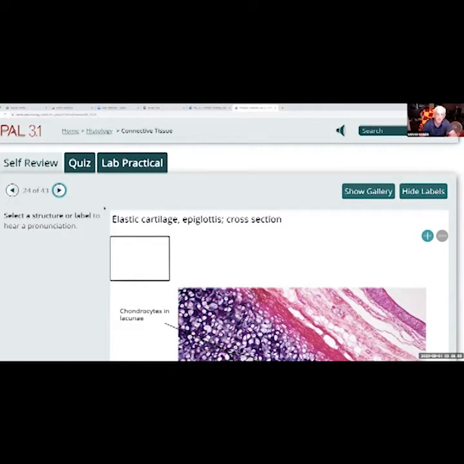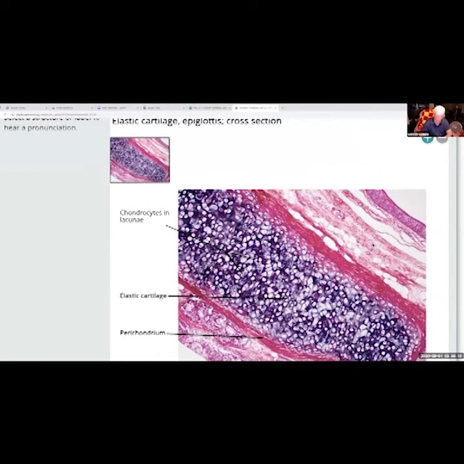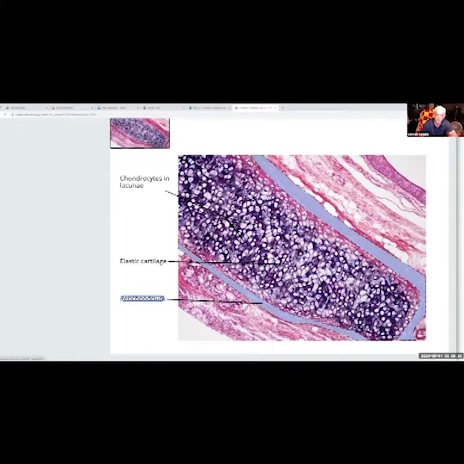Okay, this is the epiglottis. It has elastic cartilage in it. That allows it to withstand forces as it expands when food comes through. Perichondrium is the outer layer. You have your elastic cartilage, and then the chondrocytes in your lacunae.